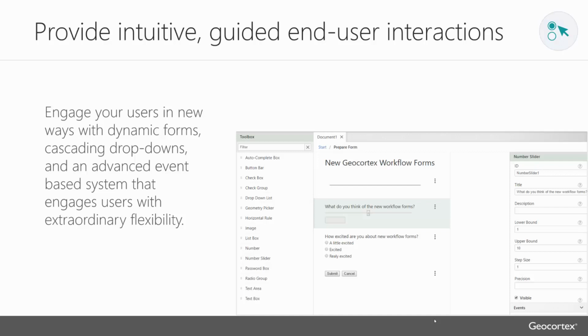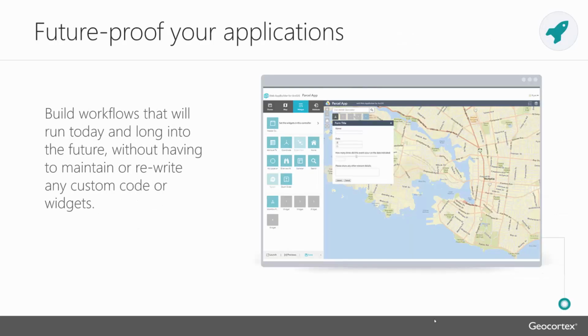So in summary, Geocortex Workflow allows you to provide intuitive, guided end user interactions. You can configure these dynamic forms that can step your field workers through a particular business process, whether it's searching for data or editing it, running geoprocessing tools, performing routes, a variety of different operations that can be completely designed by you as a GIS analyst. Again, best of all, you don't need to be a programmer to create these workflows.